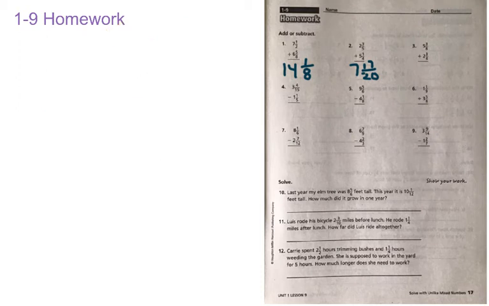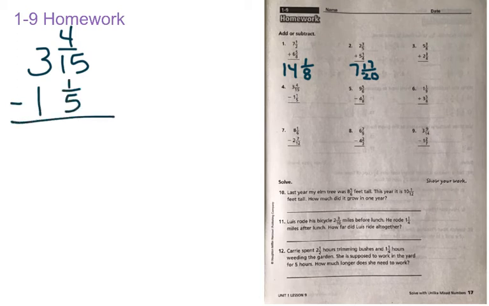Let's go ahead and skip down to a subtraction problem. We'll start with number 4. We have 3 4/15 minus 1 1/5. And we can see that our denominators here, we have 15 and we have 5. And 5 is a factor of 15. So I know that I can multiply 5 times 3 to get 15. And so I need to do the same thing to the numerator that I do to the denominator. So I multiply both by 3.